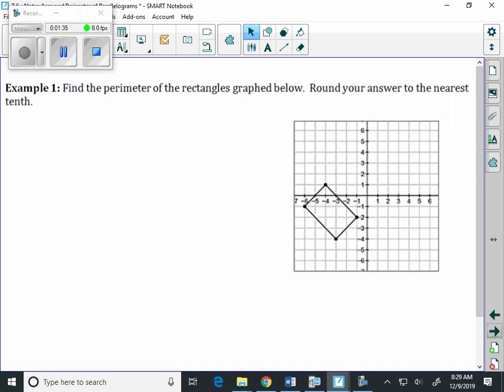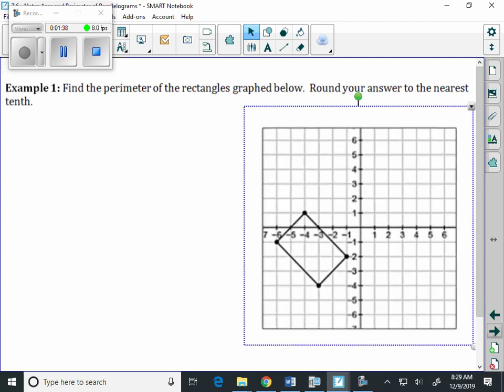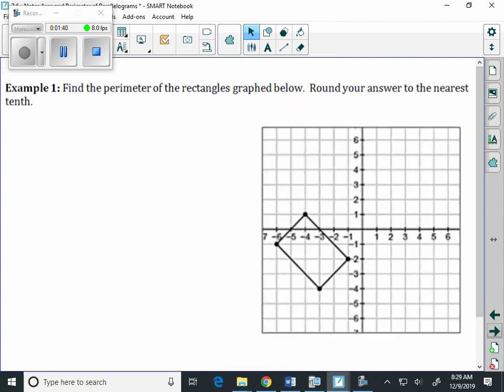So we take a look at the first example here. Again, we're going to find the perimeter. The nice thing is that opposite sides are congruent. So once we find the length of this, we know what the length of that is. Once we find the length of this, we know what the length of that is. So we can start by drawing in a triangle. We're finding the perimeter of the parallelogram.